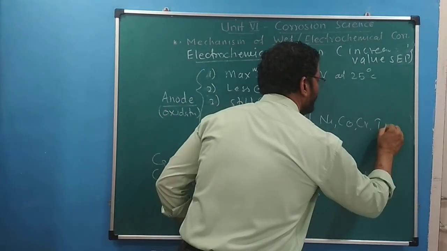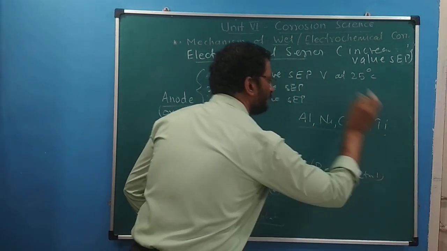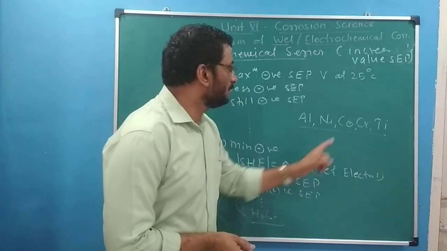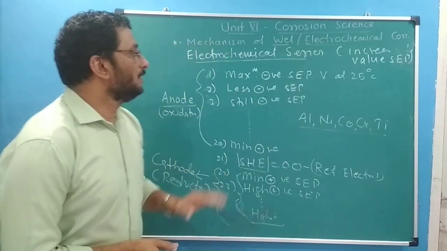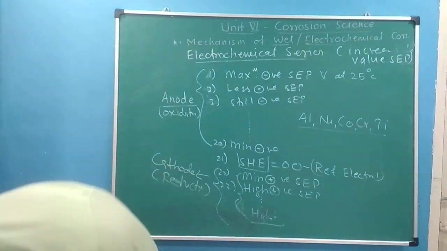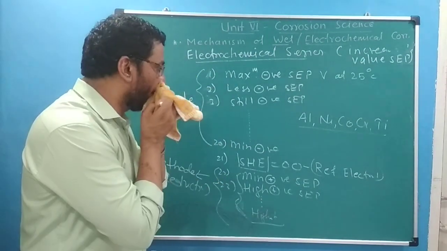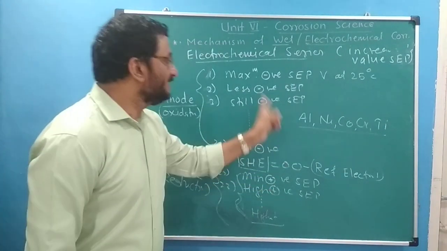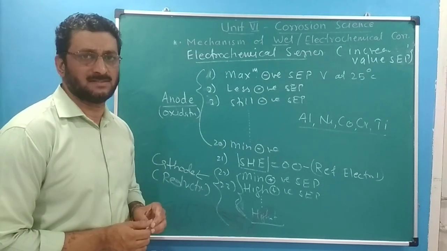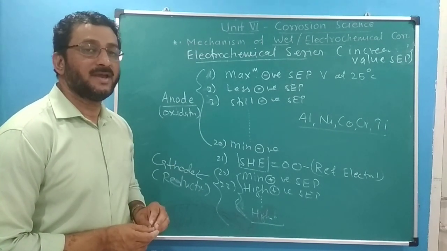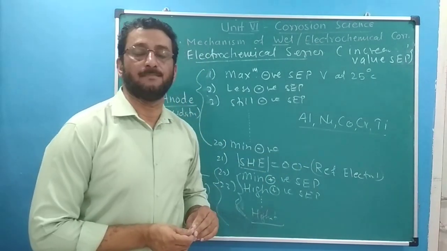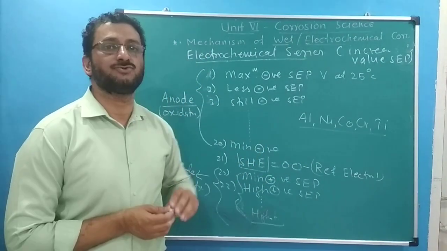Titanium, isn't it? So these are 4-5 elements: aluminum, titanium, chromium, cobalt, nickel. If you look at the position of these elements in the series, you will find they all are placed above hydrogen, above the reference. They are anodic. But in actual practice, they show very high resistance to corrosion.